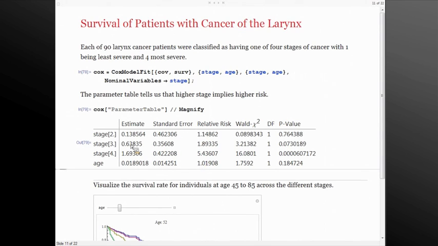So with a Cox model, we're always comparing to some baseline. In this case, we're comparing everything to those with stage 1 cancer. So what this is showing, for example, is that this parameter estimate is highly significant. The relative risk for stage 4 is 5.44, which means people with stage 4 cancer are 5.44 times as likely to die as those with stage 1. So it's much better to be in stage 1 than stage 4.